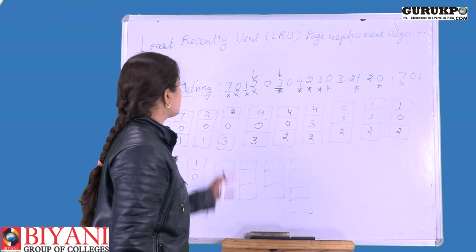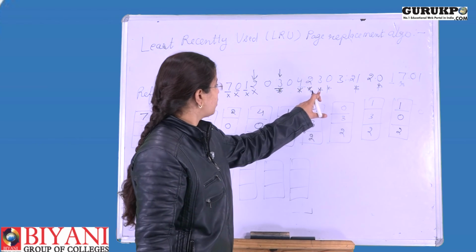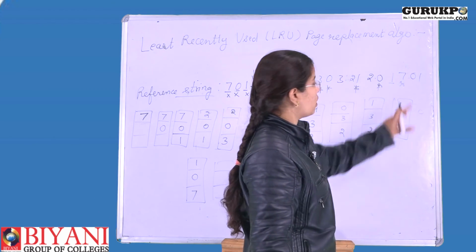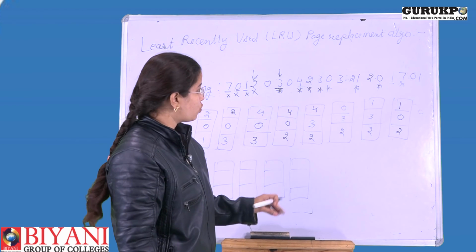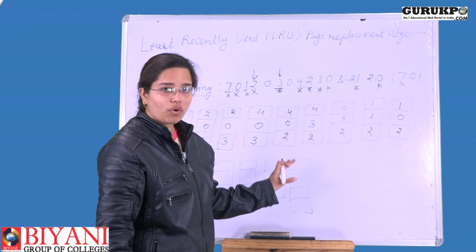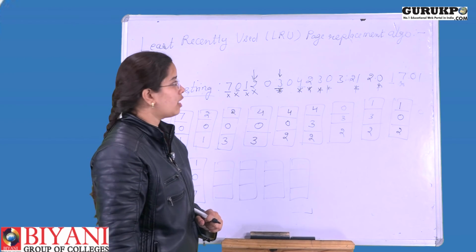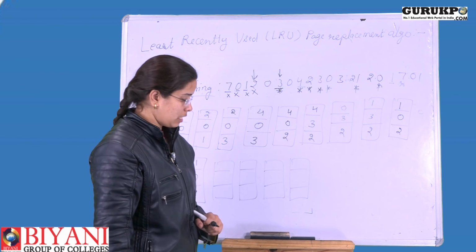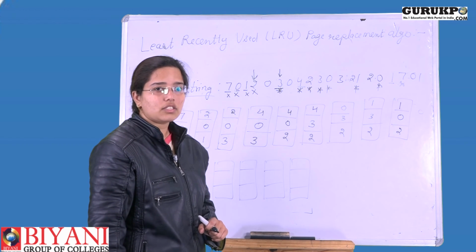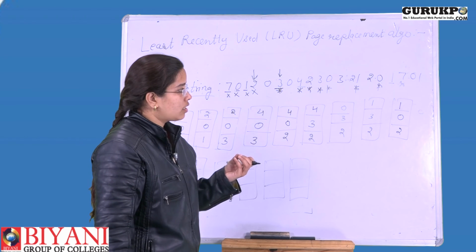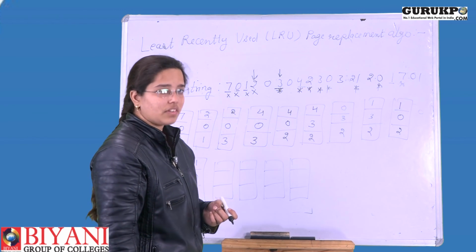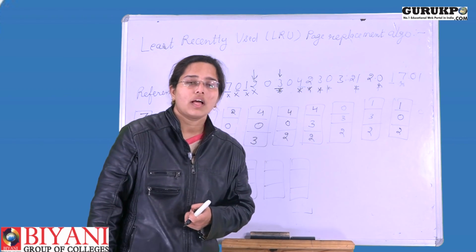0 is available, 1 is available. In this case the page faults count 4, 8, 9, 10, 11, 12. There are 12 page faults in the least recently used page replacement algorithm, which is somewhat less than the first in first out page replacement algorithm. Thank you.